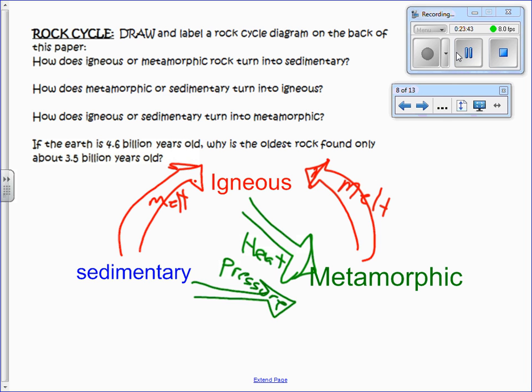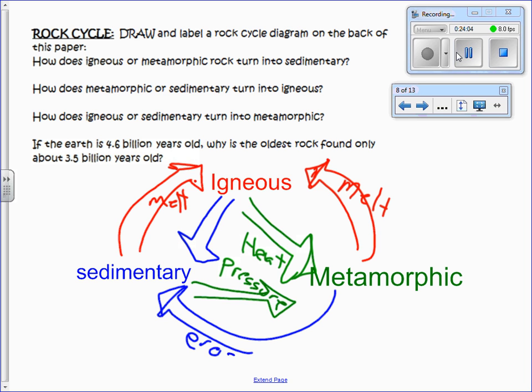Little particles, sand, rocks, dirt, mud. So what's going to happen to these rocks to turn them into sedimentary? Erosion, right? So wind and water are going to cause erosion to break it into small particles.